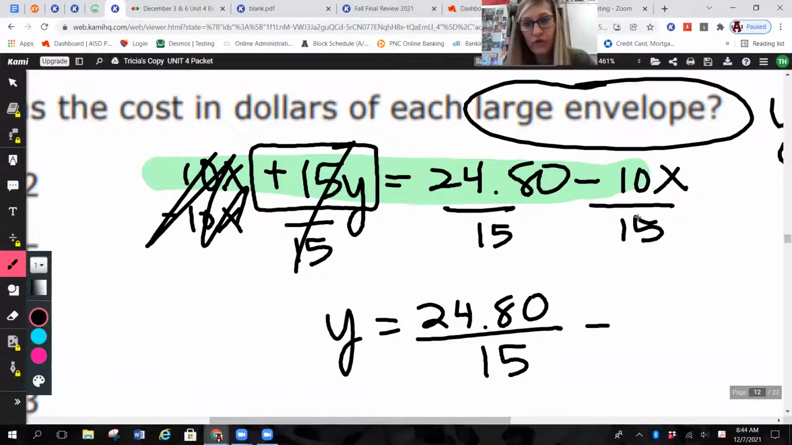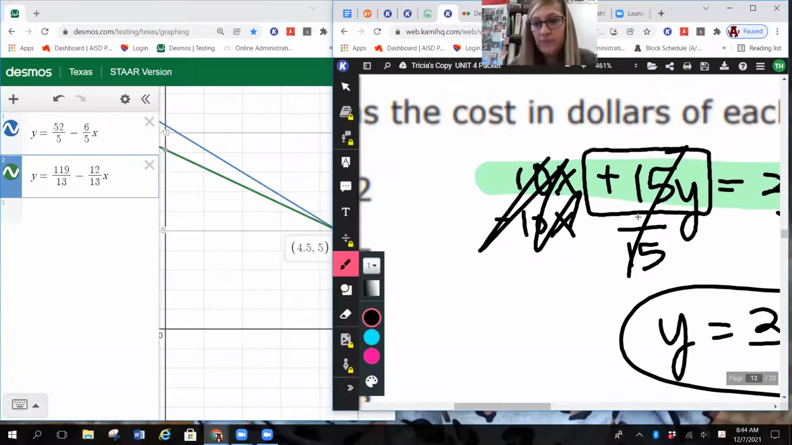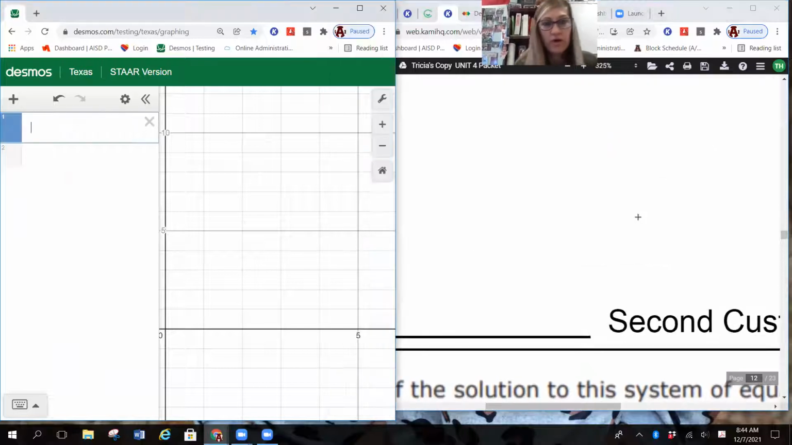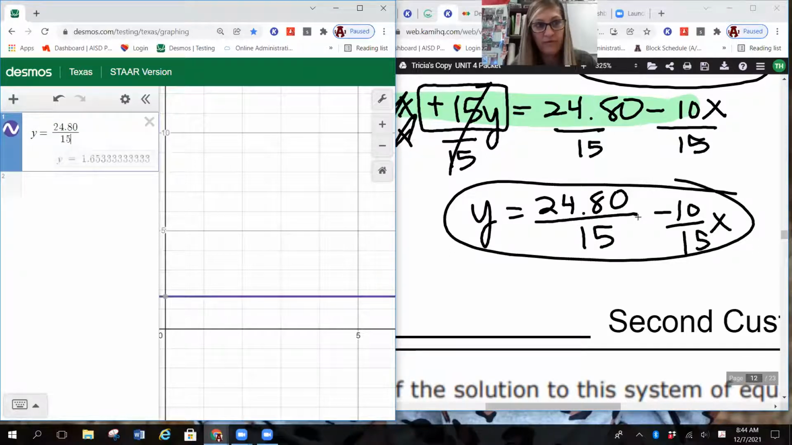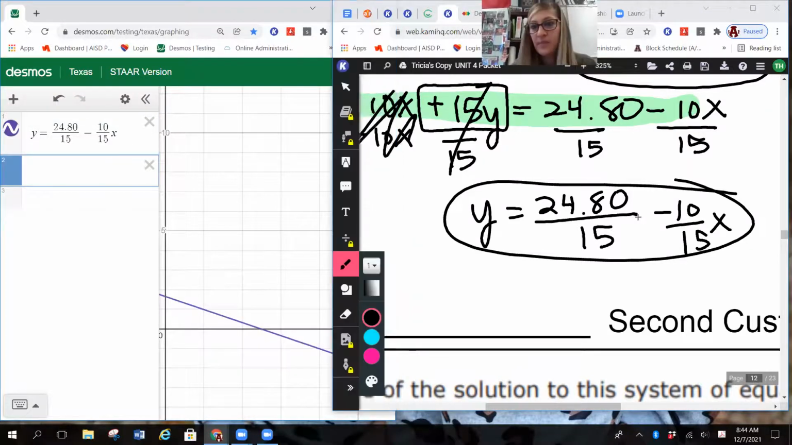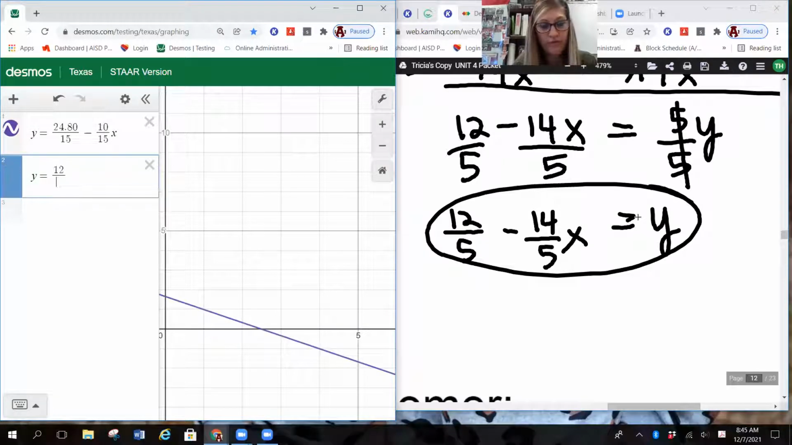I do know that 10 over 15 does reduce. I'm not going to reduce it. Just going to leave it like that. Desmos will graph no matter what, and it'll graph it correctly. Here we go. Cross out, cross out. So one of our equations was y equals 24.80 divided by 15 minus 10 divided by 15 with an x. The other equation was y equals 12 divided by 5 minus 14 divided by 5 with an x.